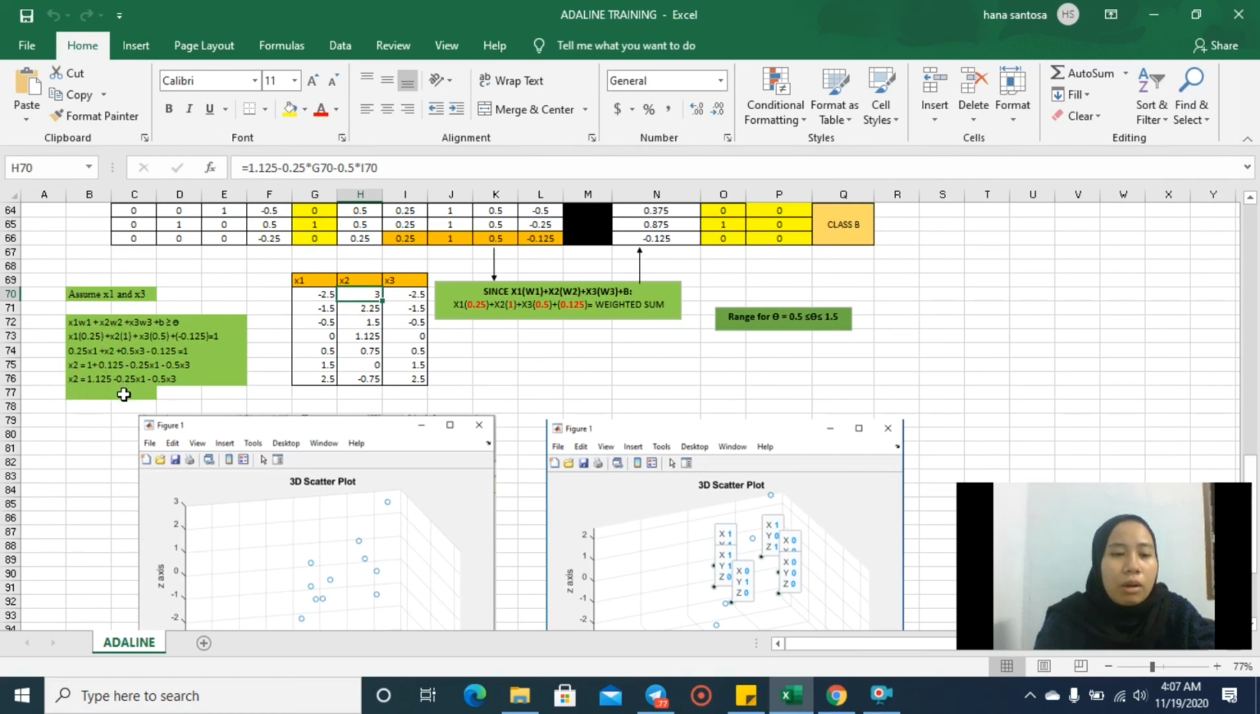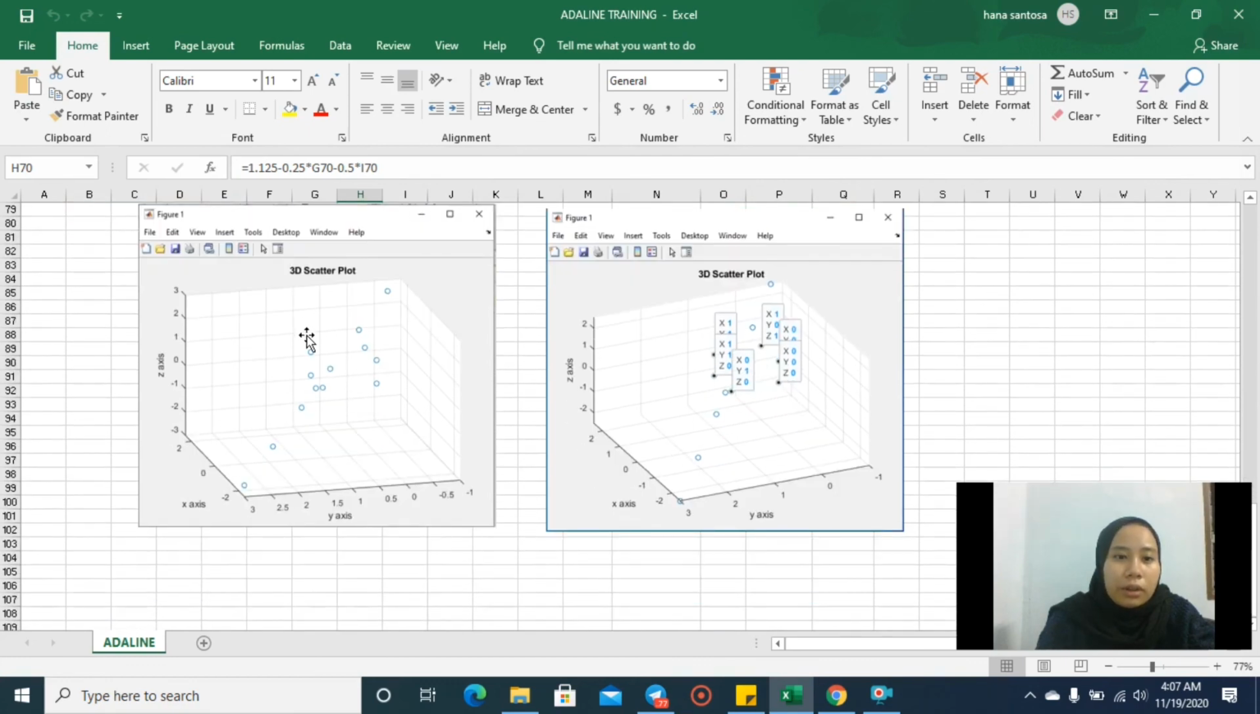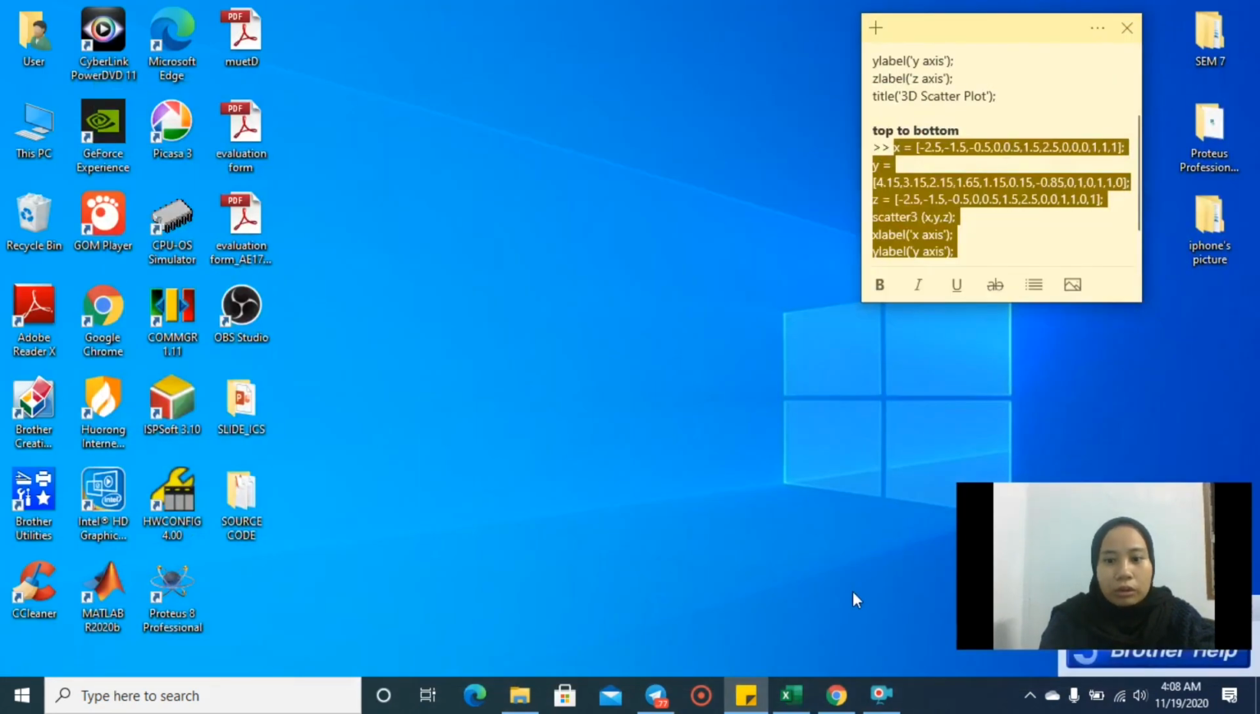The final equation we got is x2 equals 1.125 minus 0.25 times x1 minus 0.5 times x3, and we got the value of x2. And this is the 3D scatter plot graph that we made using the MATLAB software. I will show you too how to find the graph from the MATLAB software.